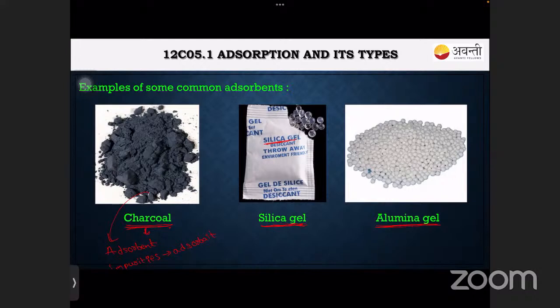It's a good adsorbent of water. Alumina gel, we generally use in chromatographic plates. This you will be seeing in future, no issues. How to do chromatography and all, it is a very interesting topic. You'll be liking it. So these are a few adsorbent examples here. Hope you understood the examples properly.